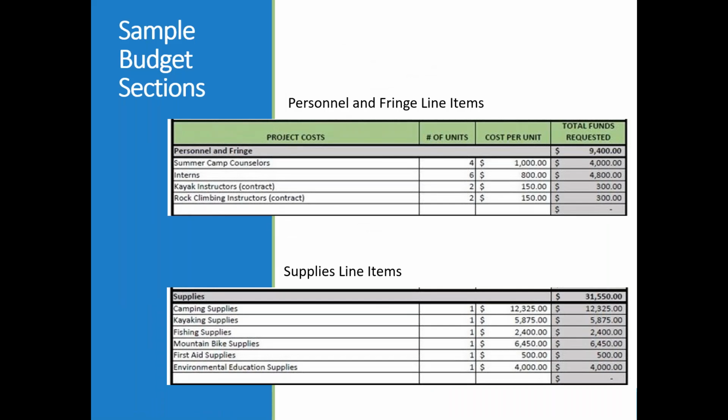Here's just a quick little sample. You see personnel and fringe, summer camp counselors, there'd be 4 at a cost of 1,000. Interns, this is also where you'd put contractors. And then you can see on the supply line items, all we're really expecting are more broad stroke, like camping supplies, kayaking supplies. And there is a box at the end of the application where you can explain what types of items are included in that budget summary section.